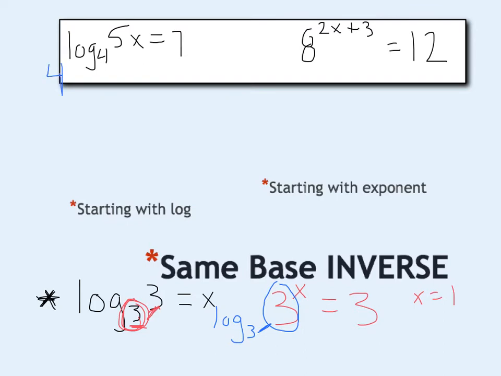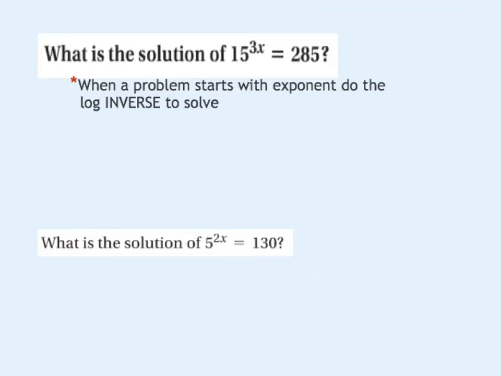I'm going to get into more of this in the other slides, but it would be like 4 raised to log base 4. If you're starting with an exponent, you want to do a log. So this would be like log base 8, because your bases will cancel each other out. So let's move on. When I'm starting with my exponent, I have to do log to cancel it out.